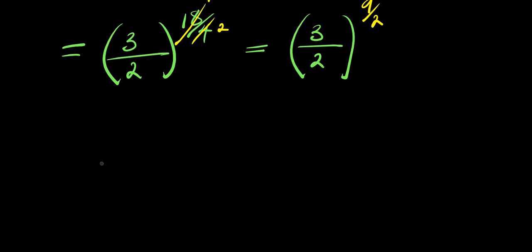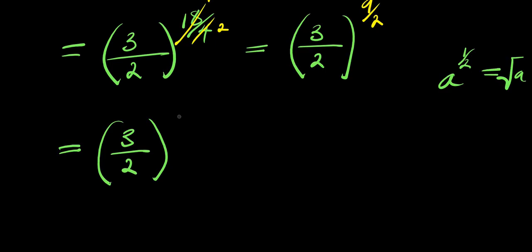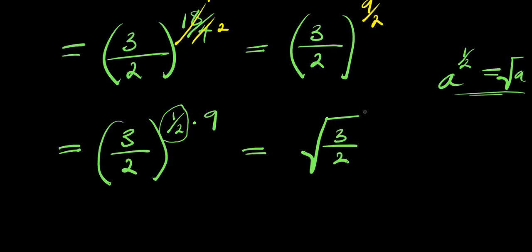Now, the next step would be for us to apply this identity. If you have a to the power 1 over 2, this equals square root of a. That means we can factor out 9 from here. That means we have 3 over 2 raised to the power of 1 over 2 times 9. So this 1 over 2 here, we apply the identity. That means we have square root of 3 over 2 raised to the power of what? 9.